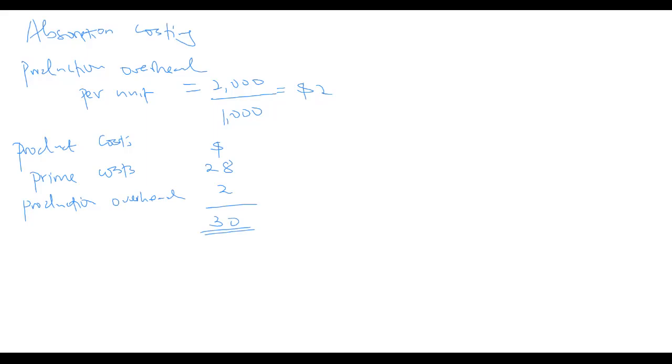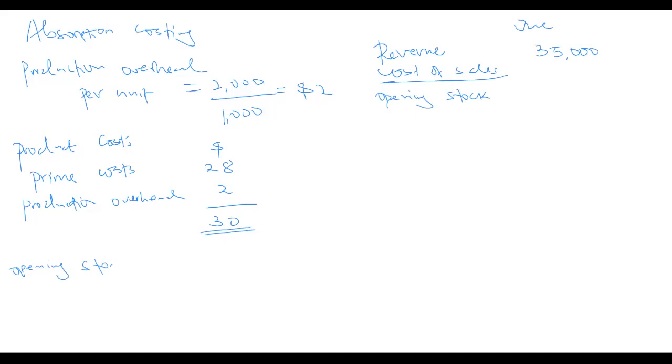Therefore, revenue for the month of June is equal to 35,000. We less the cost of sales, which is equal to opening stock, opening inventory. We had 40 items, so opening inventory value is 40 times 30 to give us 1,200.